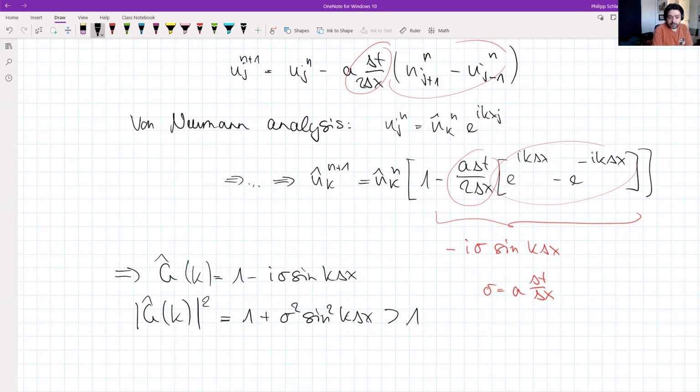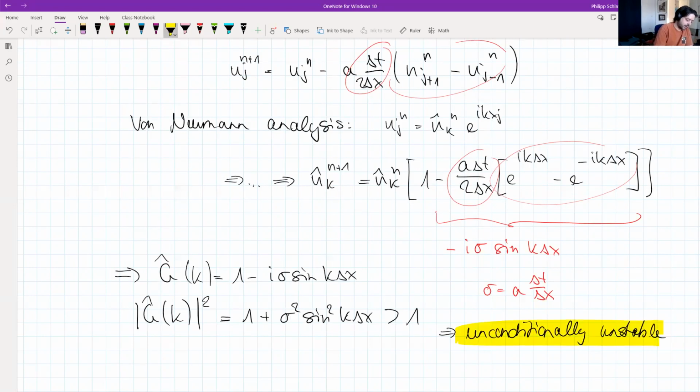And what happens if you have something that is larger than 1, which is not a function of delta t? Well, it means that this is an unconditionally unstable scheme, as simple as that. So that means there is no combination of delta t and delta x that would make the time integration of the advection equation using the forward time central space scheme stable. So this is unconditionally unstable.